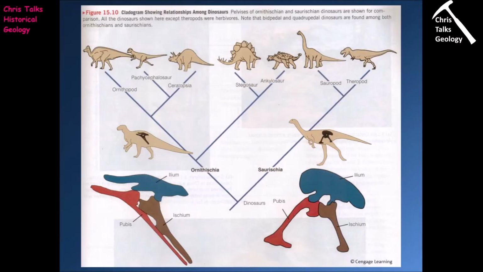So hopefully by now we are familiar with this diagram. This is the cladogram for the clade Dinosauria. The clade Dinosauria is split into two subgroups: the Saurischian dinosaurs and the Ornithischian dinosaurs. The Saurischian dinosaurs are often referred to as the lizard-hipped dinosaurs because their pelvic design is similar to that of modern-day reptiles. The Ornithischian dinosaurs are often referred to as the bird-hipped dinosaurs because their pelvic design is similar to that of modern-day birds.